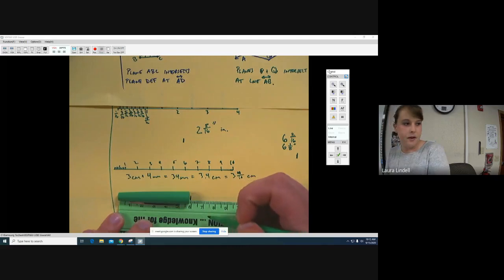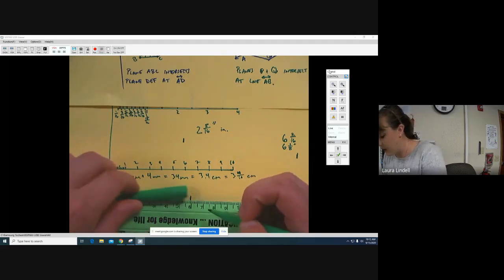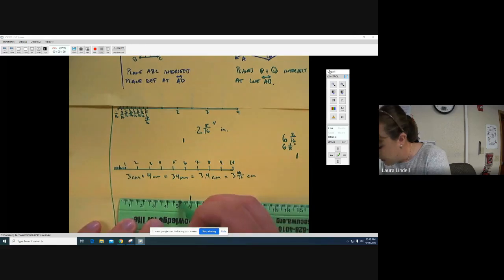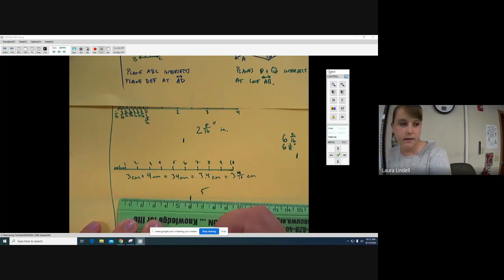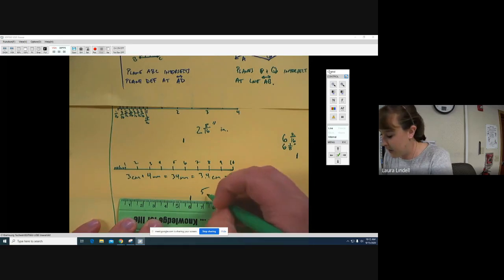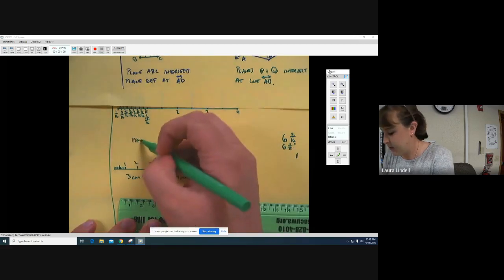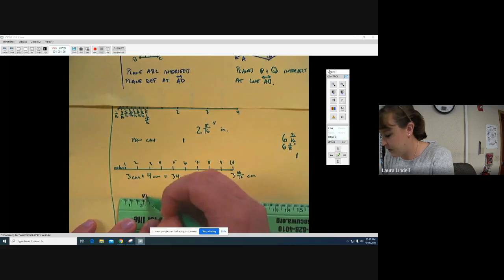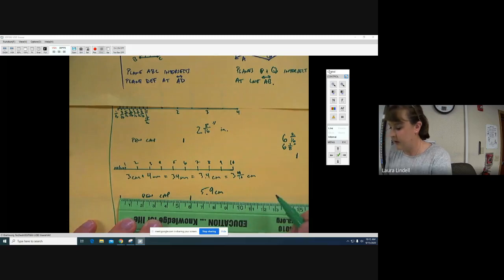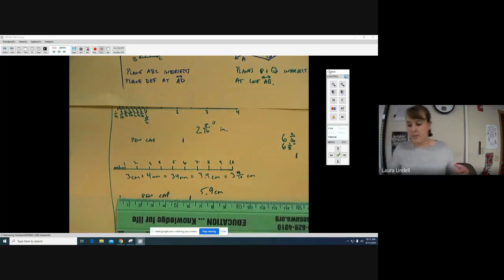Okay. So let's see. We've got 5 centimeters. And then 1, 2, 3, 4, 5, 6, 7, 8, 9 lines over. So that would be 5.9 centimeters for the pen cap. Okay, so that's measurement in inches and measurement in centimeters.